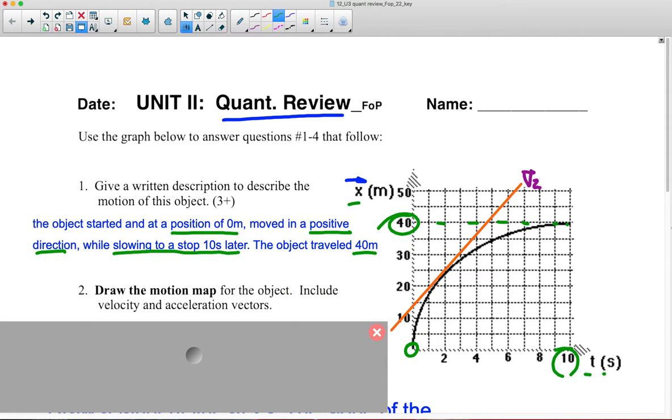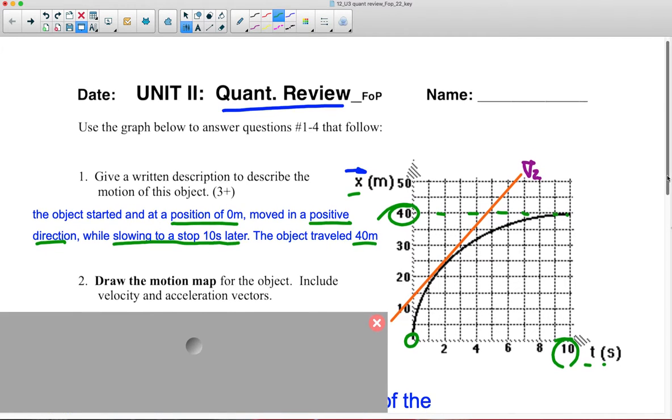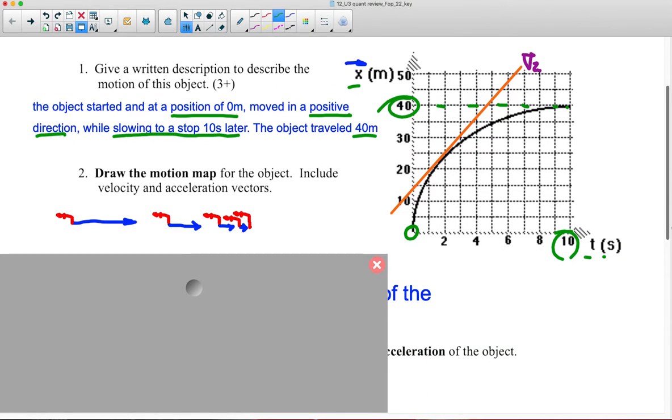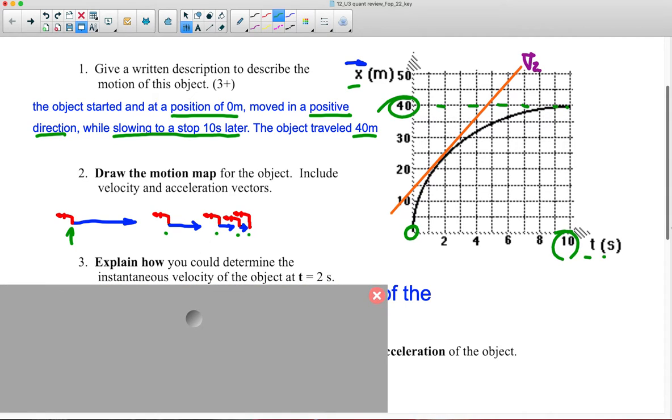Draw a motion map for the object, which includes velocity vectors. Taking a look at this, officially we should actually have 11 dots, but there just wasn't space, so our starting position was here. That would have been at 0. Notice the distance between the dots gets closer and closer together because it's slowing down. The blue velocity vectors are getting shorter because it's slowing down, and the acceleration vectors are all in a negative direction, because if you've got a decreasing positive velocity, that's going to be a negative acceleration. So the acceleration vectors, the red ones, should all be the same size and in the opposite direction.